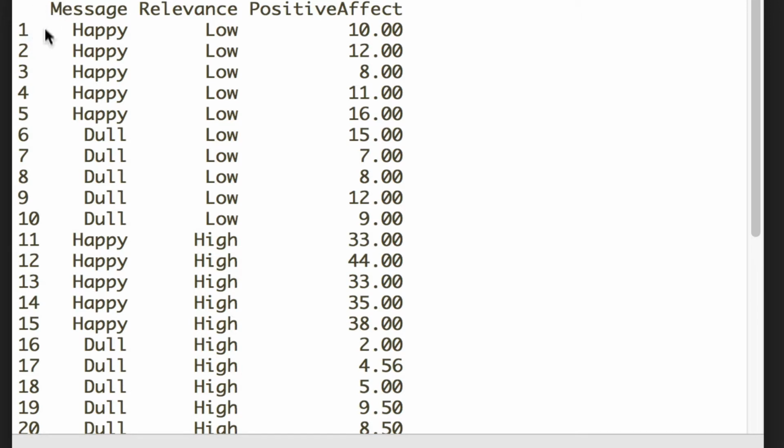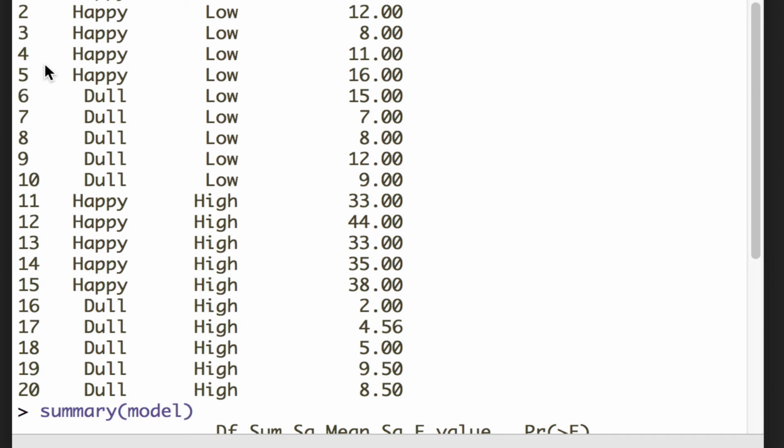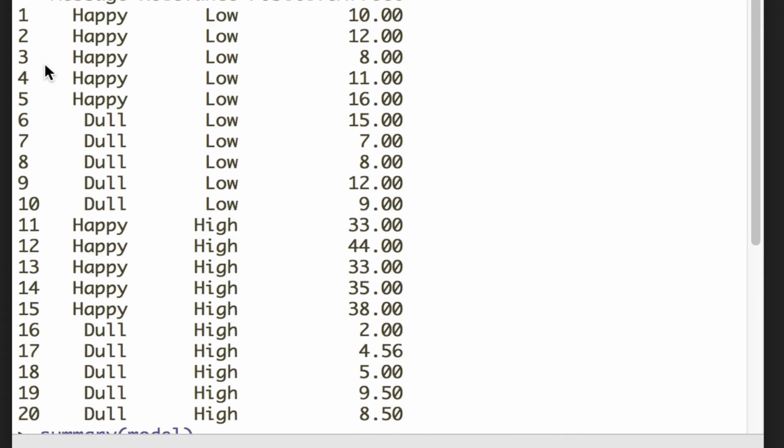So if you think about it, the people that have a happy message and low relevance are one group, the people that have a dull message and low relevance are one group, the people that have a happy message and high relevance are one group, and the last group is dull message and high relevance. So we need a variable that captures each of those groups, but not split across two variables.